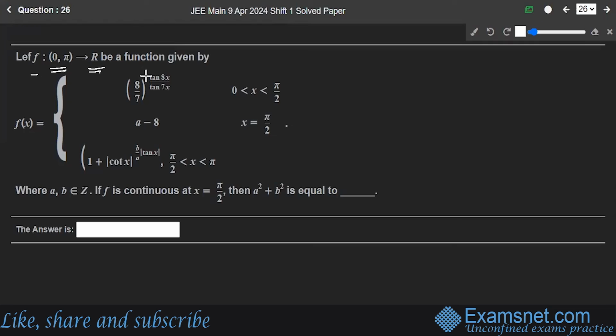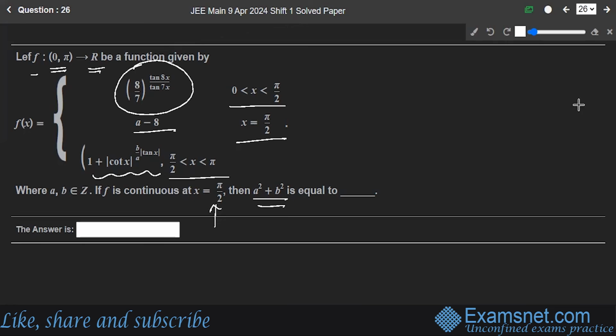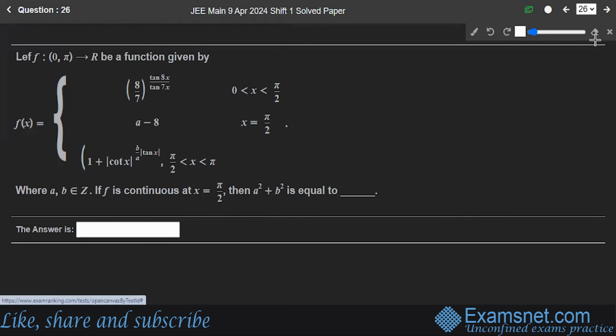Let f be a function from real numbers to real numbers given by this expression when x lies between 0 and pi by 2, a minus 8 when x is equal to pi by 2, and when x lies between pi by 2 and pi, it is given by this expression, where a and b are integers. f is continuous at x equal to pi by 2. What is a squared plus b squared equal to?